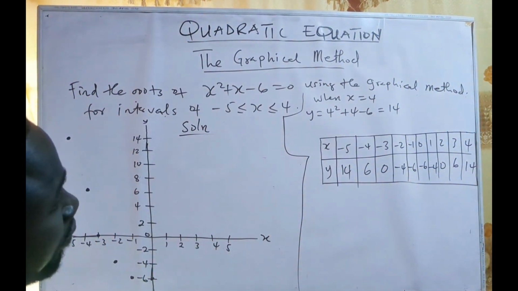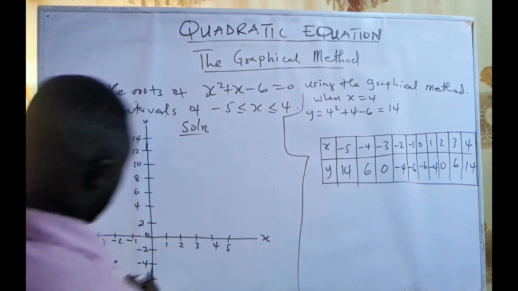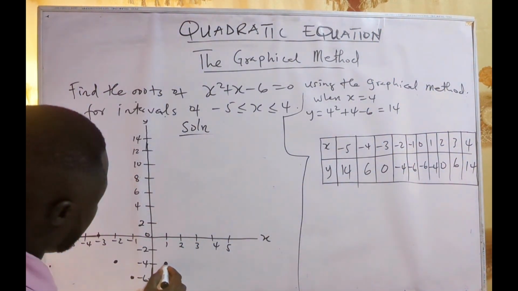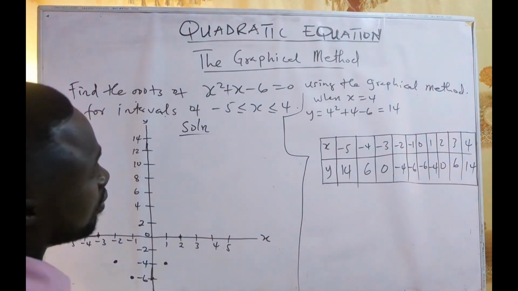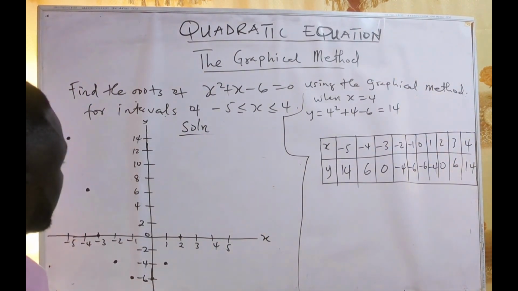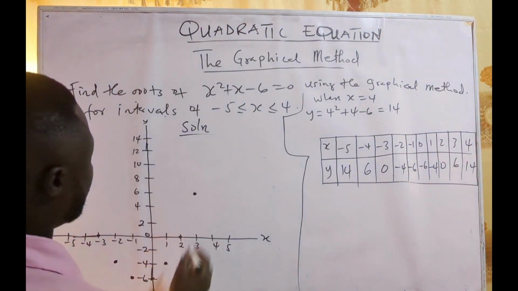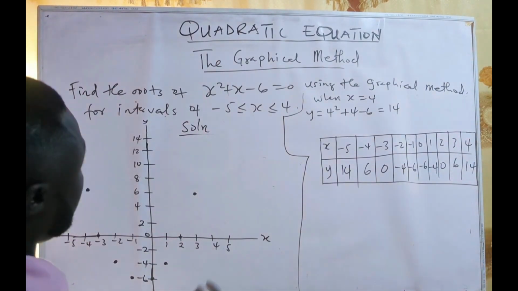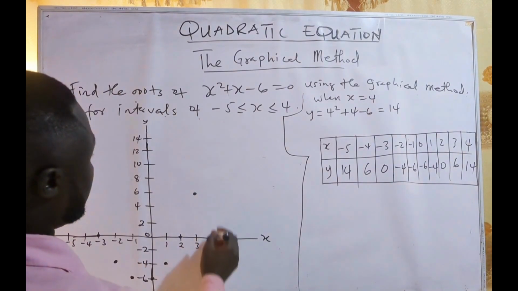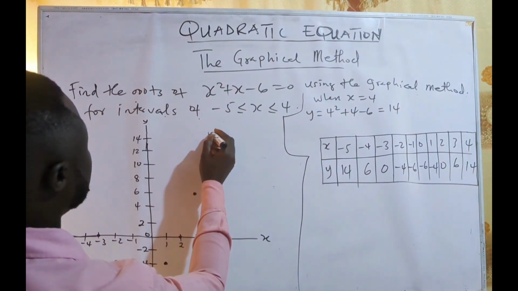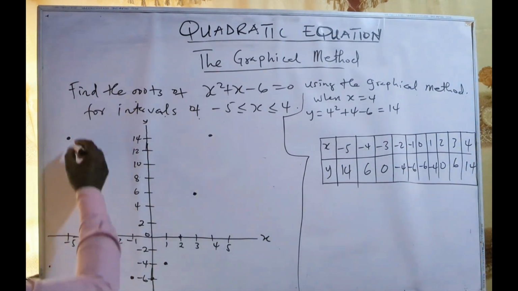And we have 1, negative 4. So 1, negative 4 will also be here. We have 2, 0 will be here. We have 3, 6. 3, positive 6 will be here. And then 4, 14. So 4, positive 14 will also be here. After that, we join the points.